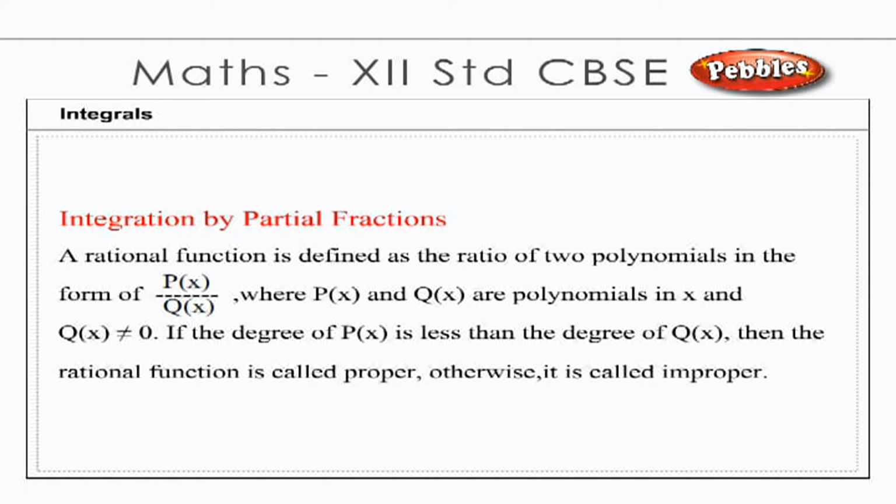Integration by partial fractions. A rational function is defined as the ratio of two polynomials in the form of p of x by q of x, where p of x and q of x are polynomials in x and q of x is not equal to 0. If the degree of p of x is less than the degree of q of x, then the rational function is called proper. Otherwise, it is called improper.